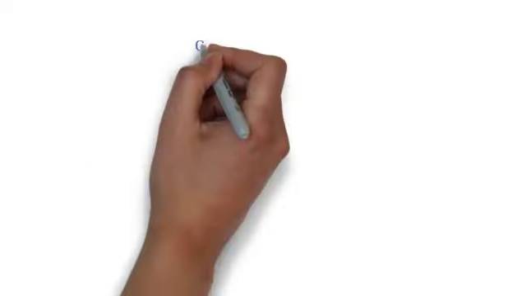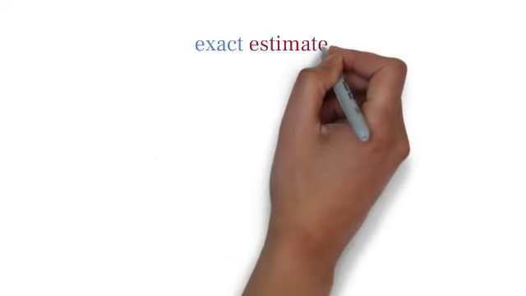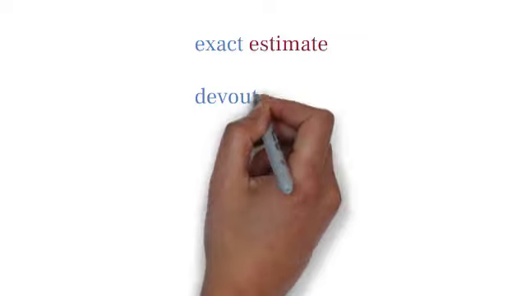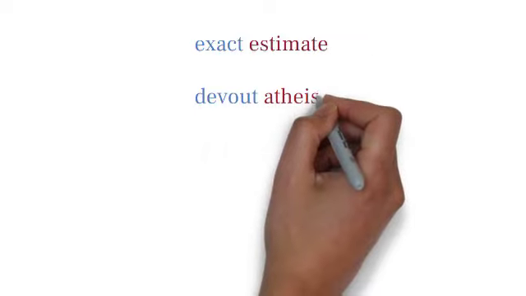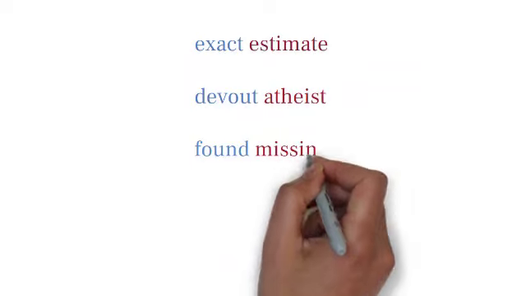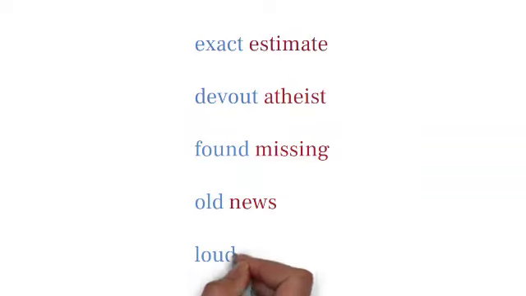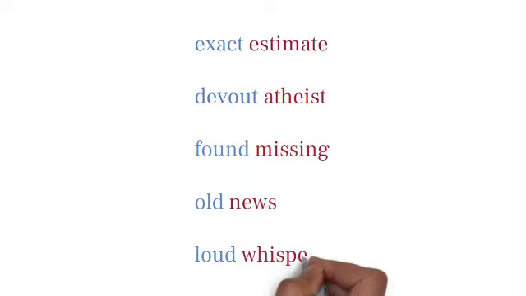Let's look at some more examples. Here we have a few oxymorons. There are innumerable oxymorons, but I have just picked up a few for you. The first one is exact estimate. Focus on the two words which have opposite meanings. Devout atheist, found missing, old news, loud whisper.